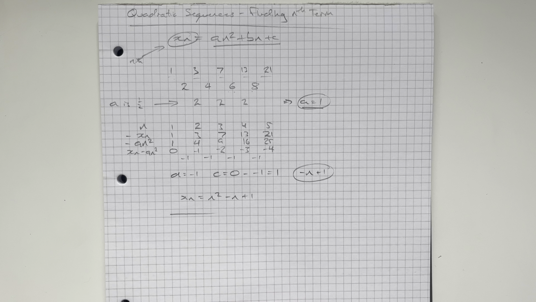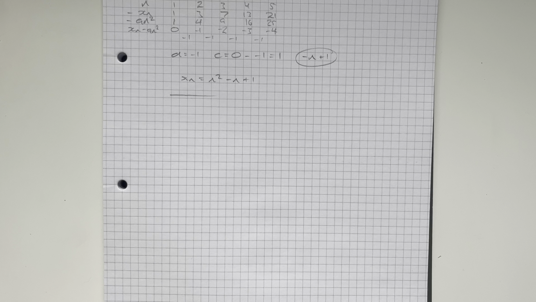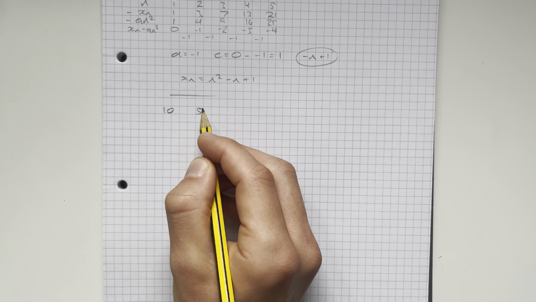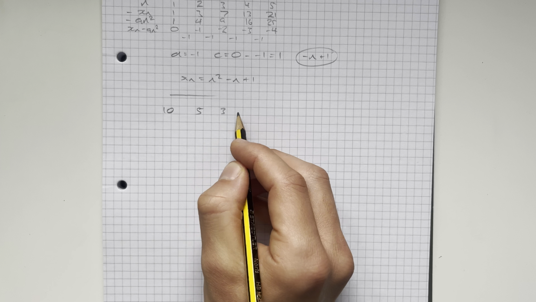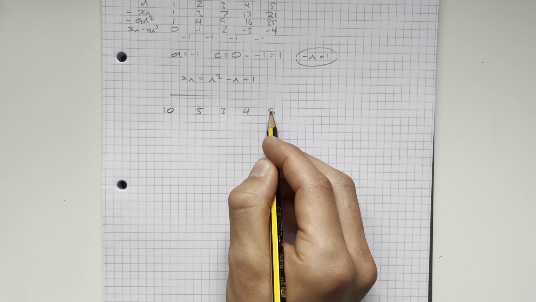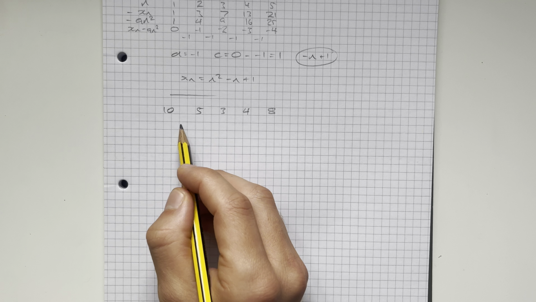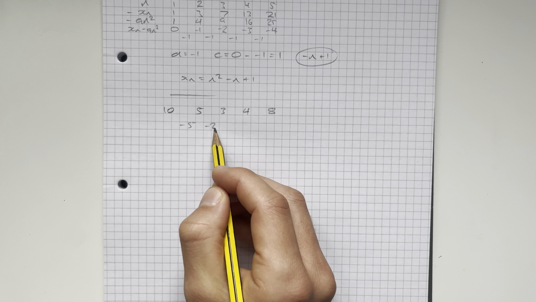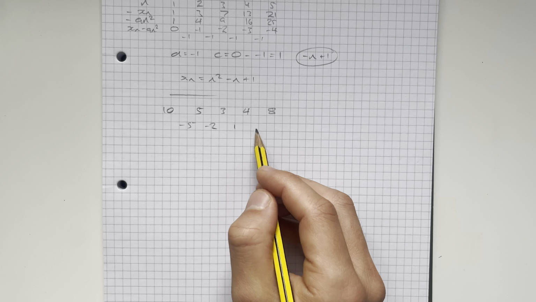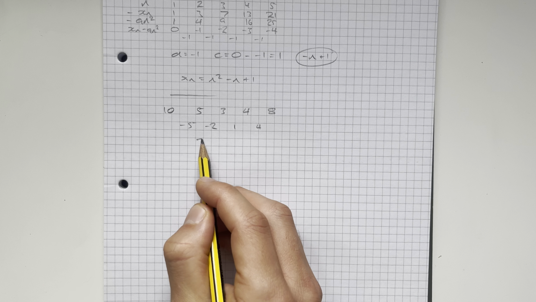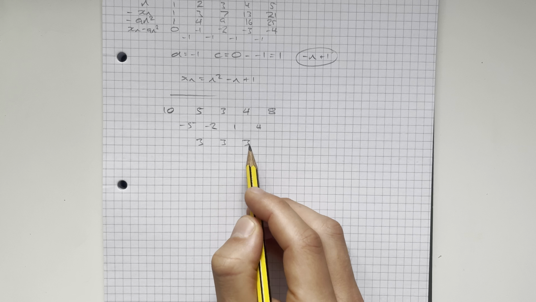I'll show you another quick example, just to kind of build the patterns in your head. So if we have the sequence 10, 5, 3, 4 and 8. Looks kind of random, but we can prove that it's a quadratic sequence. So you see here the difference is minus 5, minus 2, plus 1, and plus 4. So the second difference is 3, 3 and 3.